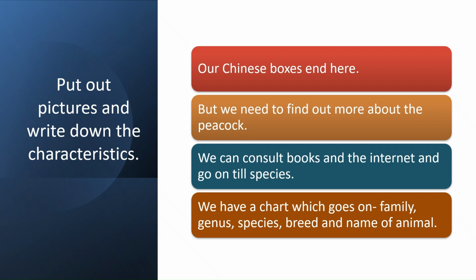Our Chinese boxes end here, but we need to find out more about the peacock. We can consult books and the internet and go on till species. We have a chart which goes on to family, genus, species, breed, and name of animal. Let us look at that.